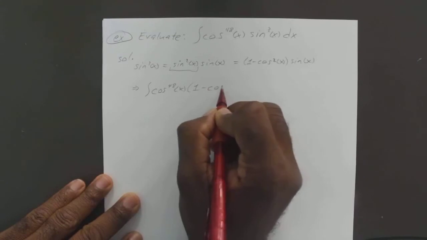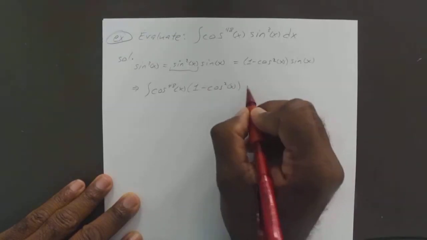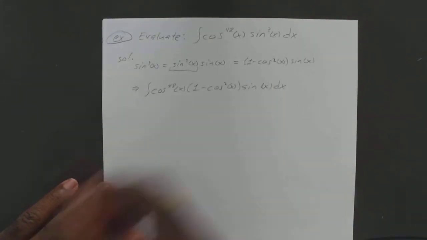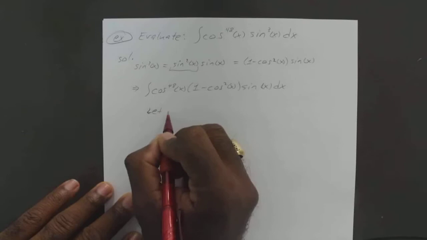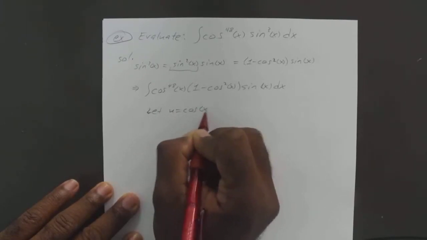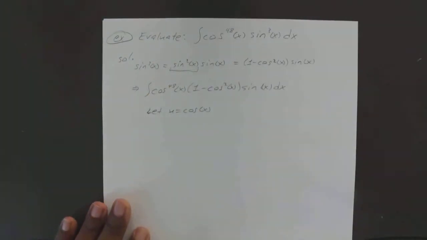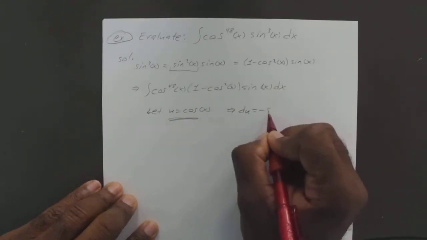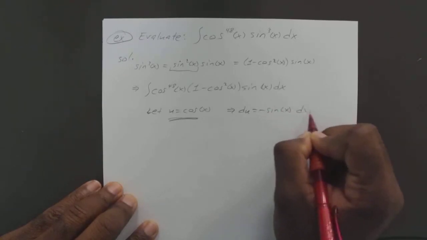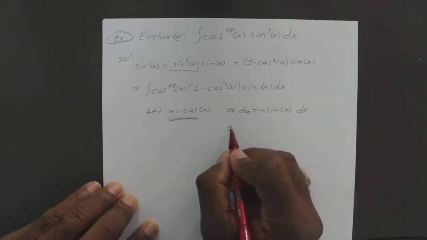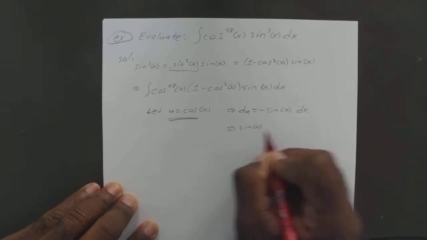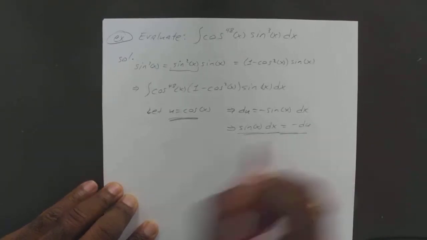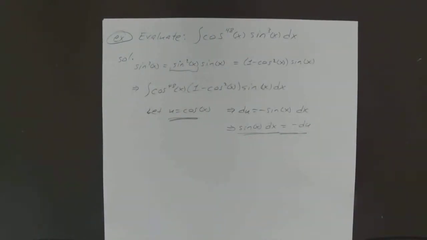So we have the integral cosine to the power of 48x times 1 minus cosine squared of x times sine of x with respect to x. Okay. So we'll let our u equal cosine of x, which means our du is negative sine x with respect to x. So our sine of x with respect to x is equal to negative du.